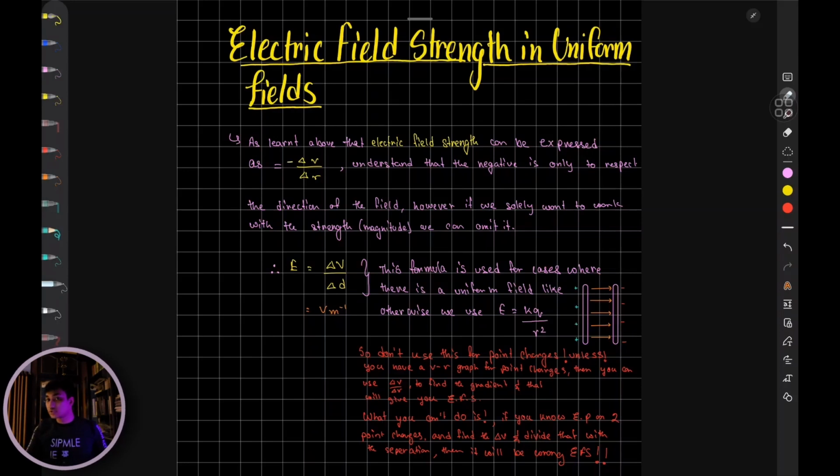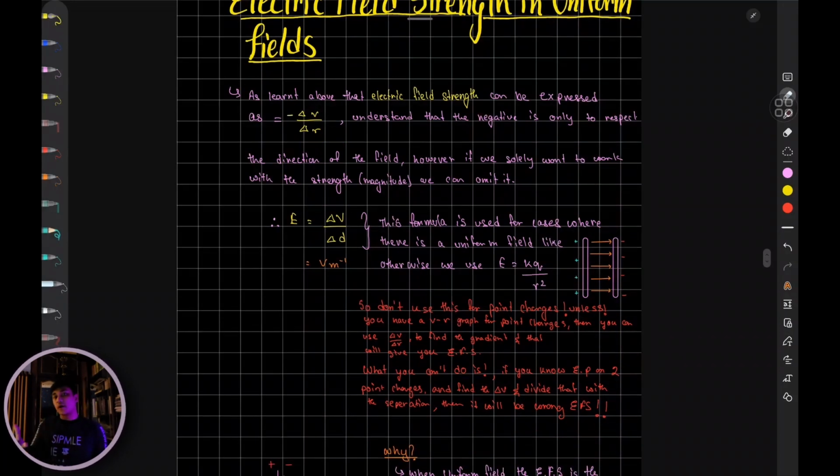You need to find out the field strength for every single position by the differentiation process. Over here, you don't need to do that. Why? Because the electric field strength is constant, which is why you can directly apply this formula, del V, the voltage across and the distance in between. If you divide both, you're going to get the electric field strength, which is constant throughout.